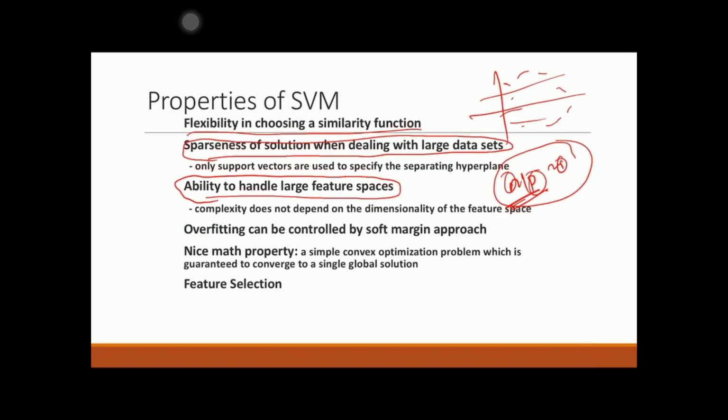Overfitting can be controlled by the soft margin approach. What we have already discussed is that when you introduce the error term, you tend to have a soft margin, right? So you can allow some points to be here or allow some points to be here. This is called a soft margin. It is a simple convex optimizer, which is okay, and it does not require nice math properties. It also helps in feature selection. We'll see how it helps in feature selection.